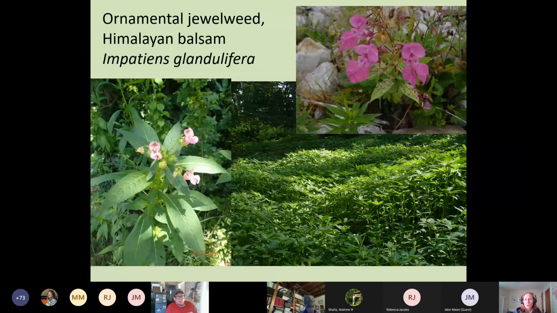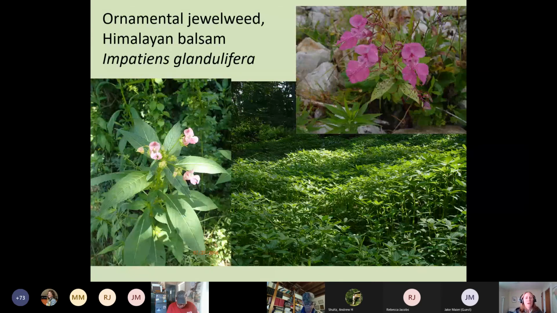This was brought as an ornamental. It seems to be the worst in mid-coast Maine. It's definitely really bad in the Rockland area. It's known at Camden Hills State Park and other places in the mid-coast. And it's an annual plant. It spreads by seed. The watercourses, unfortunately, move the seeds around.